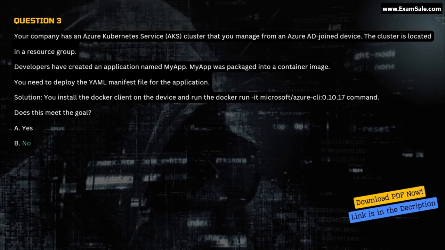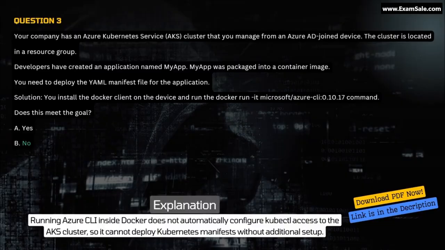No. Explanation. Running Azure CLI inside Docker does not automatically configure kubectl access to the AKS cluster, so it cannot deploy Kubernetes manifests without additional setup.